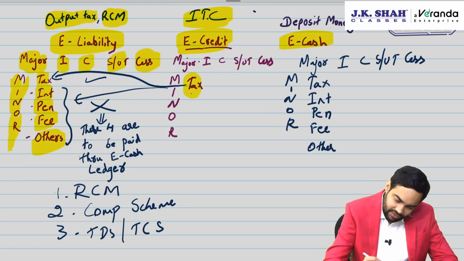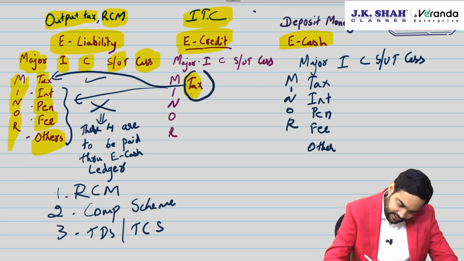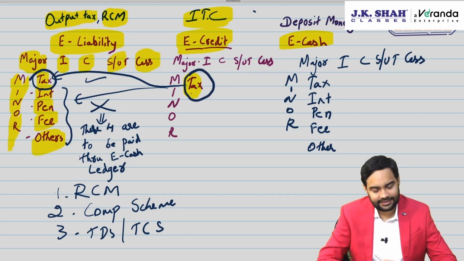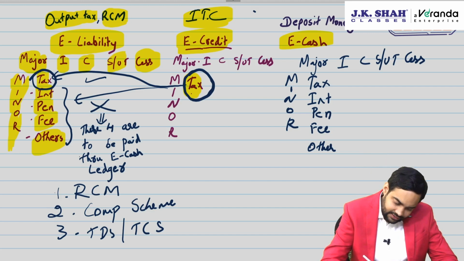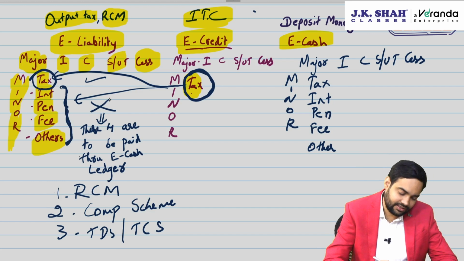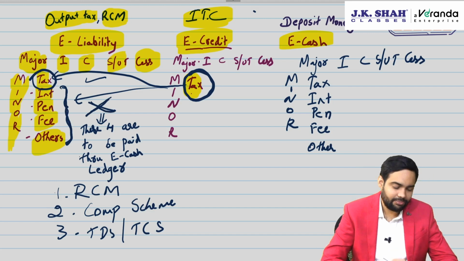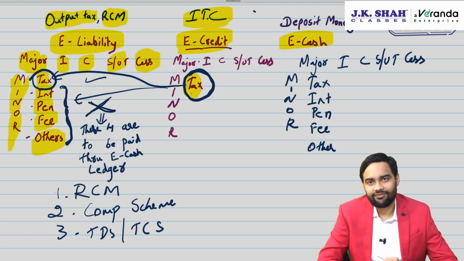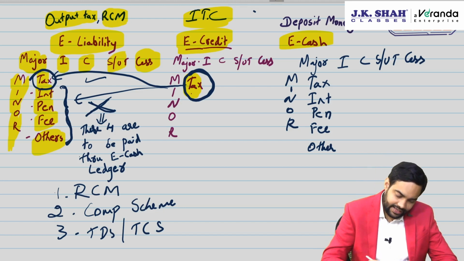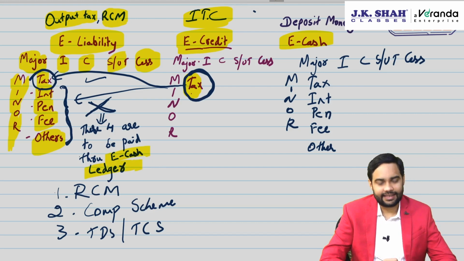Now, can we use this tax to pay off this tax? The answer is yes. Can we use tax in e-credit ledger to pay interest, penalty, fee, others? The answer is no. That means interest, penalty, fee, others have to be paid only through e-cash ledger. I cannot use my e-credit.